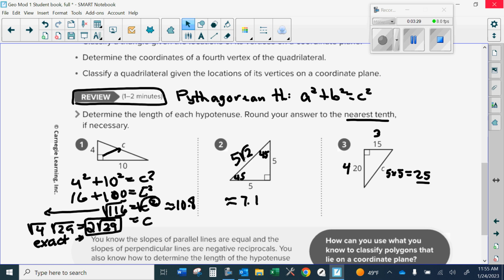It says to round if necessary, but I don't need to because it comes out to a nice number already, a whole number, a natural number. All right, here we go with the lesson now.